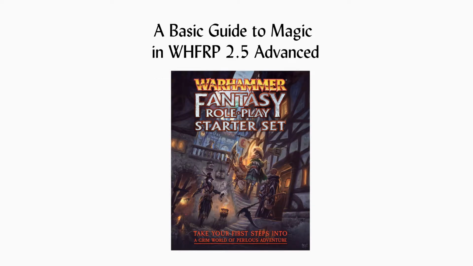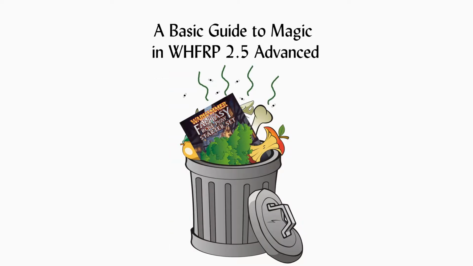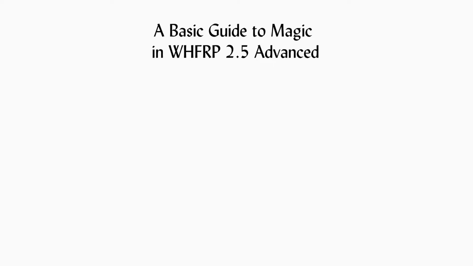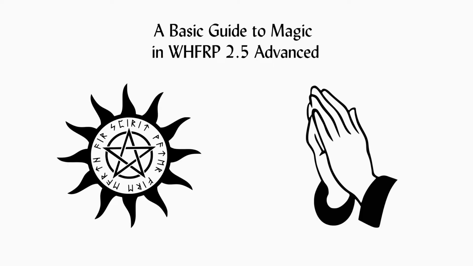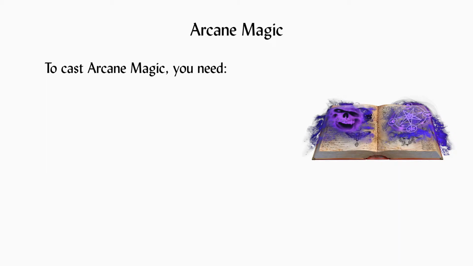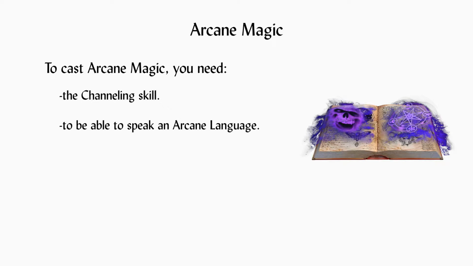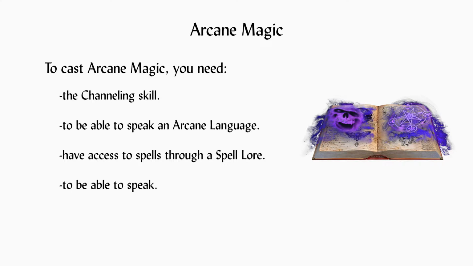The 4th edition of Warhammer FRP is hot garbage, but even in garbage it's possible to find 1 or 2 diamonds. In this case, we're going to borrow many of the components for arcane and divine magic to use for this system. In order to cast arcane magic, you need 5 things. You need to have the channeling skill, you need to speak an arcane language, you need to have access to spells through a lore talent, you need to be able to speak, and you need to have at least one hand free or holding a reagent.